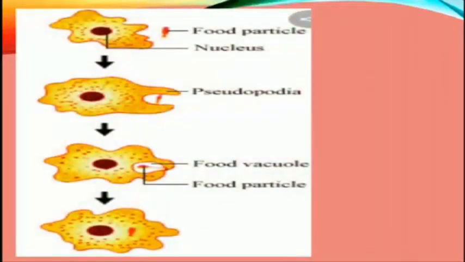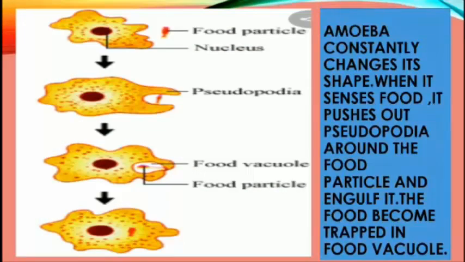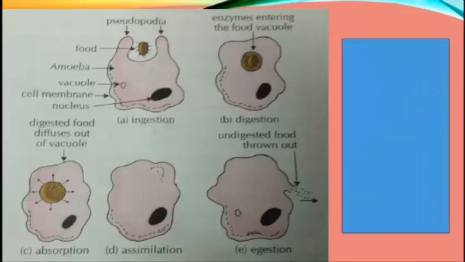Now let us discuss the nutrition in amoeba in detail. Children, as we can see, amoeba constantly changes its shape. When it senses any other organism, it pushes out pseudopodia around the organism and covers it. Now let us discuss the process of taking nutrition in amoeba in detail.